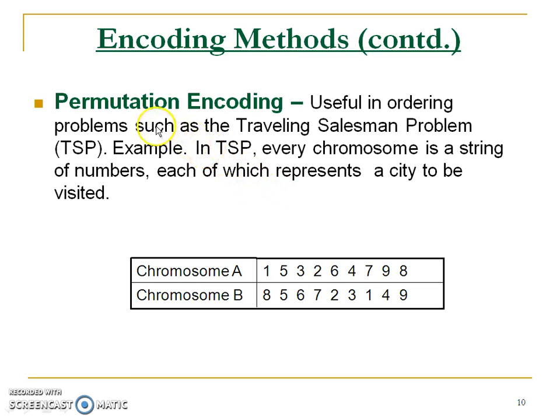Another encoding method is permutation encoding. This is useful in some problems like TSP. In TSP we know that each city is numbered from 1 to n, in this case 1 to 9, and we need to visit each city exactly once and then return to the starting position. So in this case there will be no repetition of cities except the first one. So this is called permutation encoding.